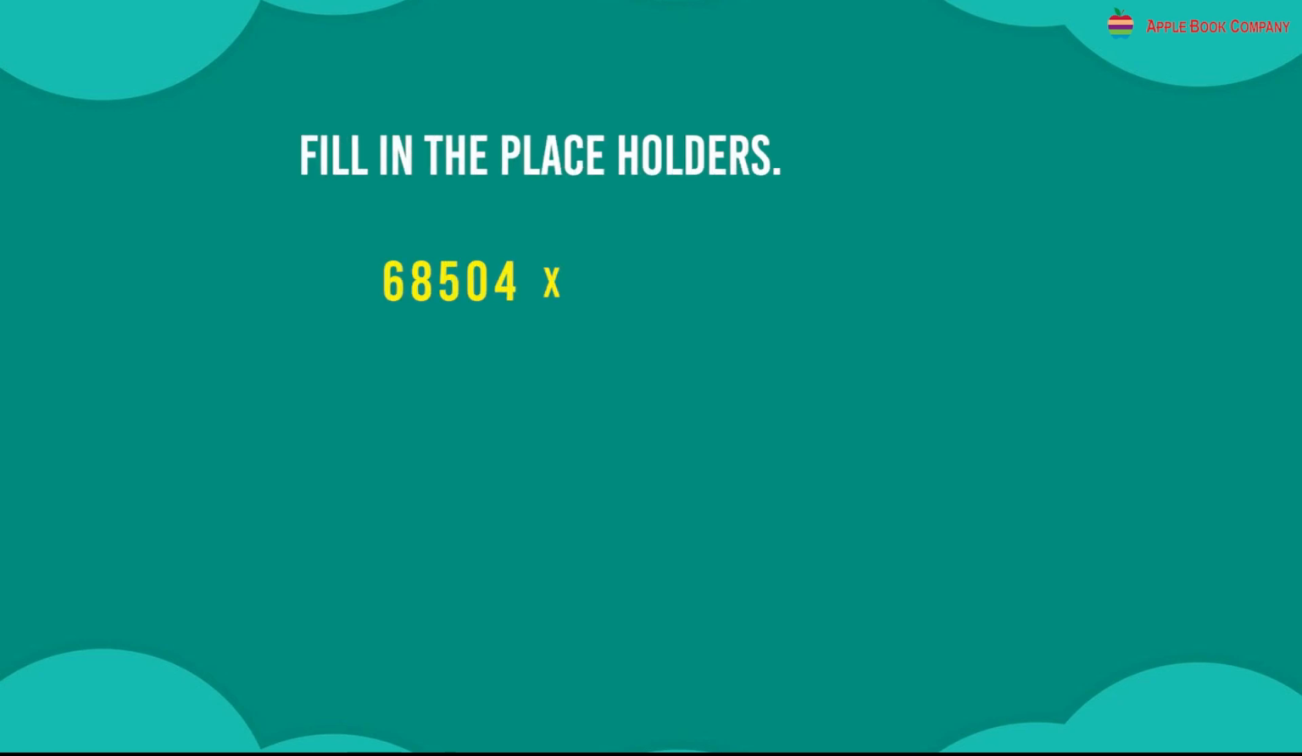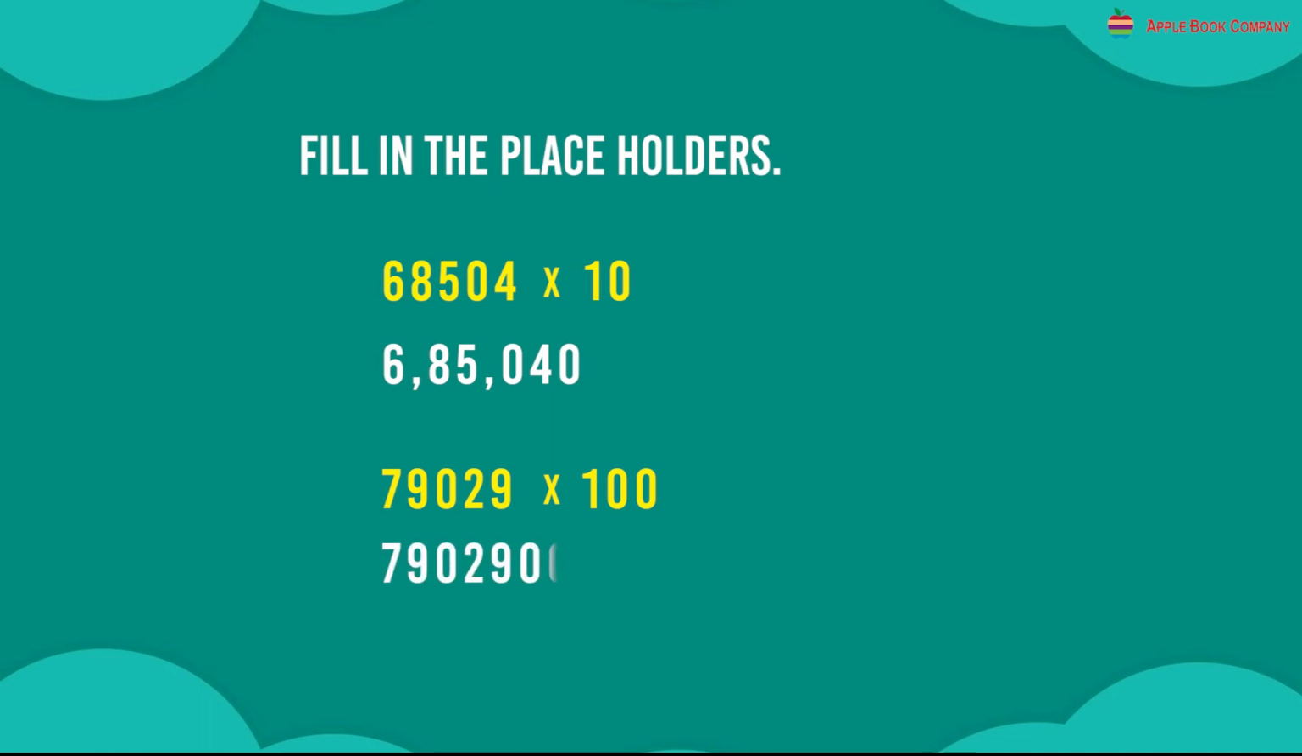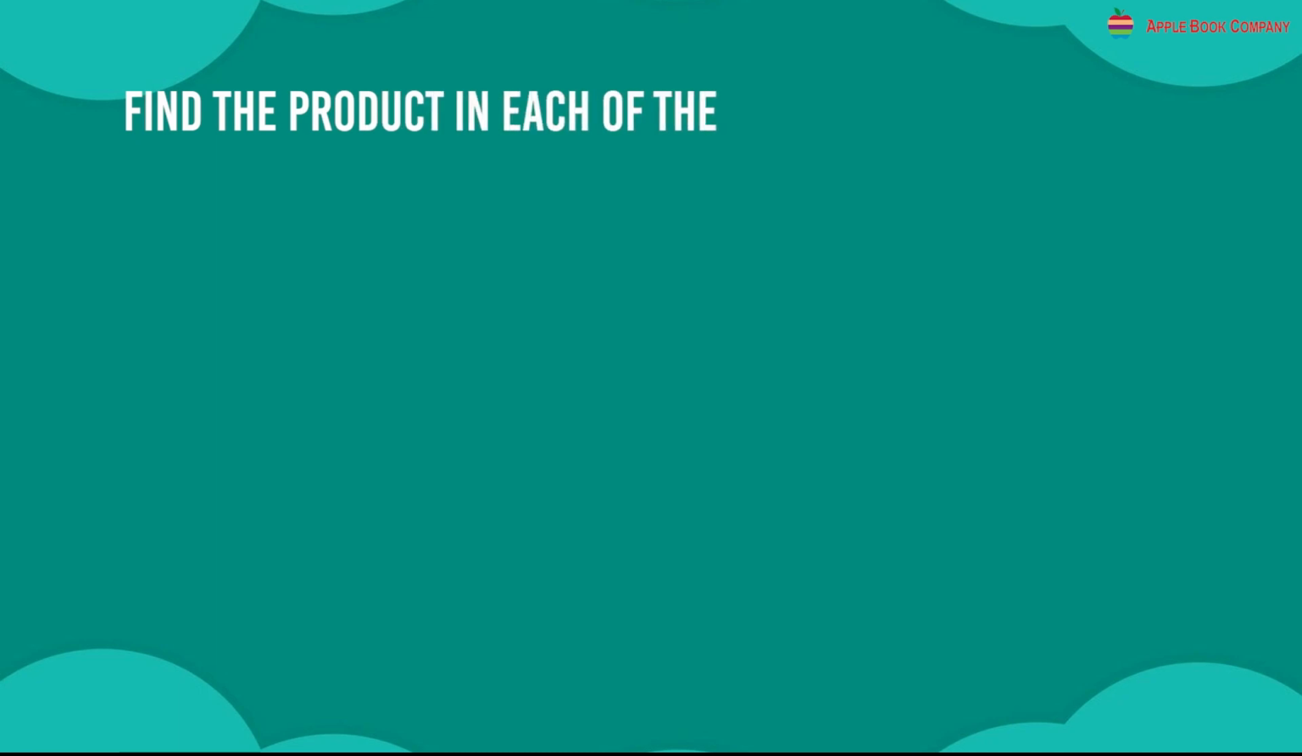Fill in the placeholders. 68,504 multiplied by 10. Any number multiplied by 10, the number becomes 6,85,040. Next, 79029 multiplied by 100. When we are multiplying by 100, the answer is 7902900.